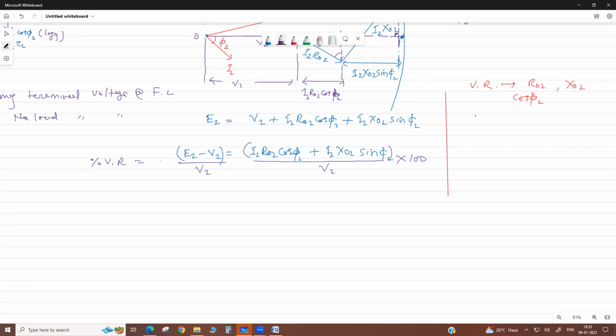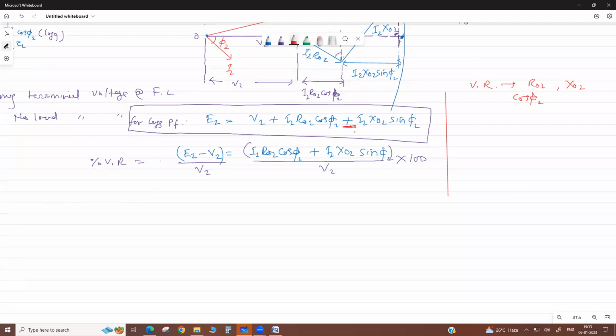Now, suppose phi 2 is 0 degree, means lagging, leading, or unity. This equation is for lagging power factor. Now, if it is leading power factor, only this comes with a minus, a negative sign comes. Please remember, this comes negative for leading power factor.